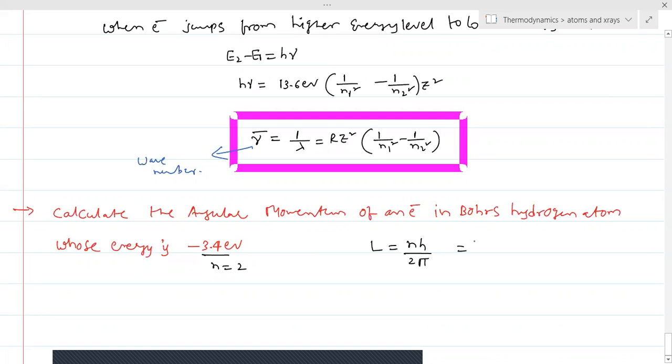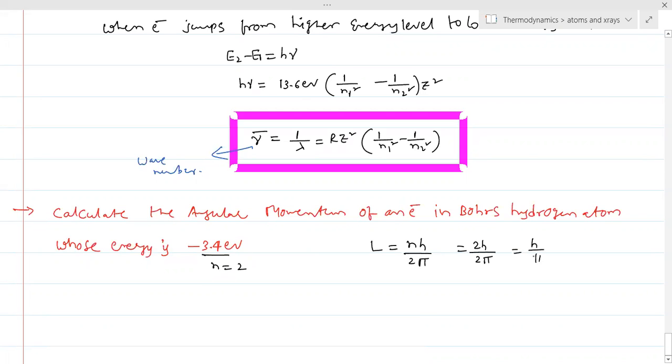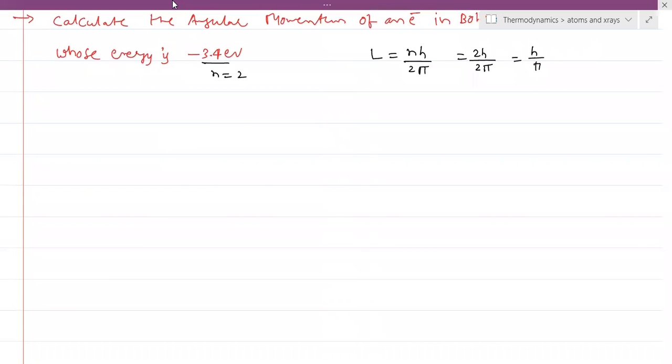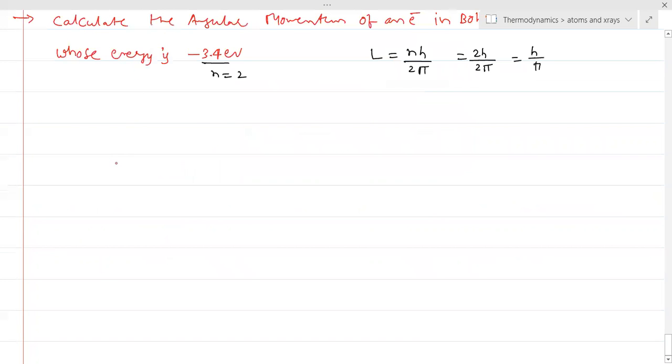That is equivalent to 2h by 2 pi, which is equivalent to h by pi. If we know those energy values, we can do the problems directly without any hesitation. So I'm taking another one.